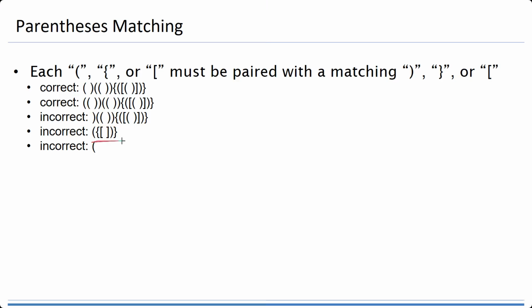Why? Because the order is slightly different. We know that the last closing is the curly braces. Meanwhile, the opening starts with the parenthesis. This is incorrect. Why? Because we have only opening. So how to make the algorithm so the parenthesis matching will work?